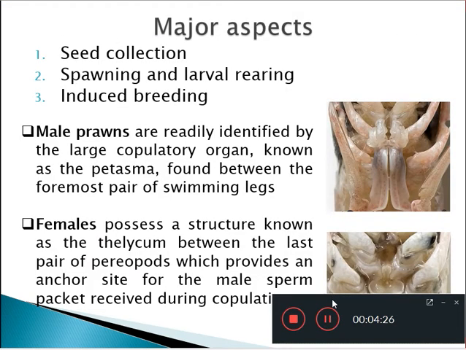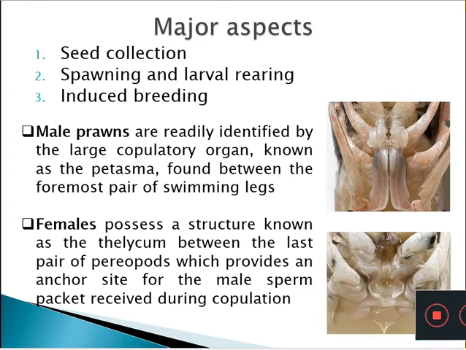The first aspect in prawn breeding is seed collection. Seed means a collection of post larvae or juveniles. That is what is called seed. The sources can be rivers, estuaries, coastal lagoons, etc. From all these sources we can collect the post larvae and the juveniles. And how are they collected?